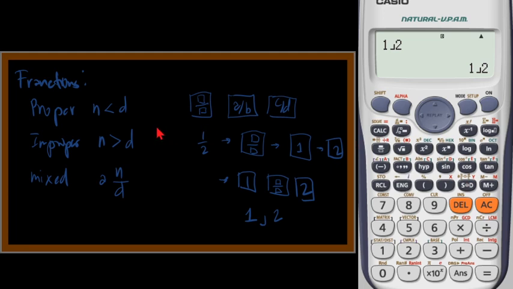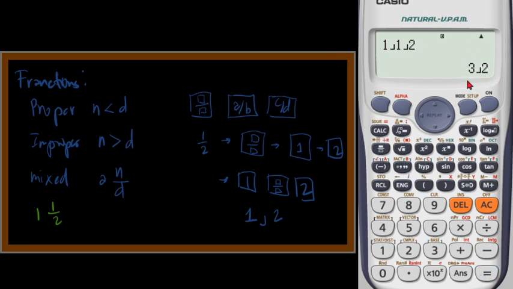So how about mixed form or mixed fractions? For example, if you are going to have 1 1/2, this is a mixed form. How are we going to do that? Going back to our calculator, we just input 1, then the fraction function. This is for the whole number, the 1. Then for the 1/2, you press again 1 and fraction 2. You will end up with 3/2.